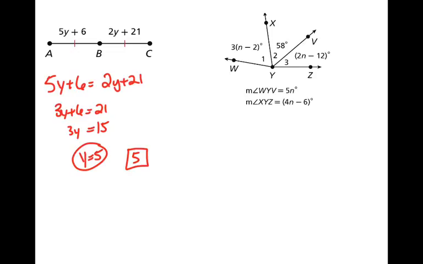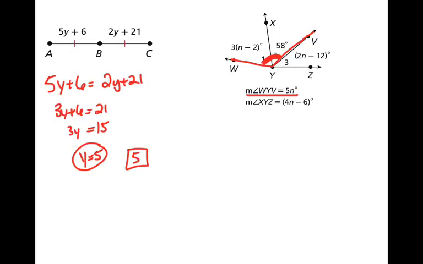On the second one, there's two ways to do this problem. I gave you too much information, on purpose. I wanted you to be able to sort through and figure out what you really needed. So measure of angle WYV is 5n. So WYV is that angle. So that whole angle is 5n.